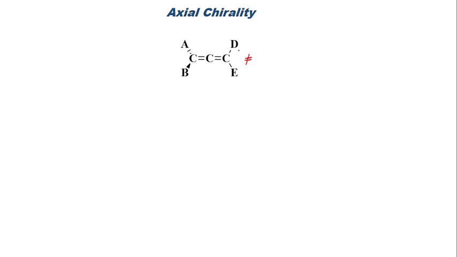these groups are different, meaning A does not equal B and D does not equal E. And if you look at the orientation of the different groups around the allene molecule, let's say D and E are on the screen, A is on the back side of the screen, and B is on the front side.